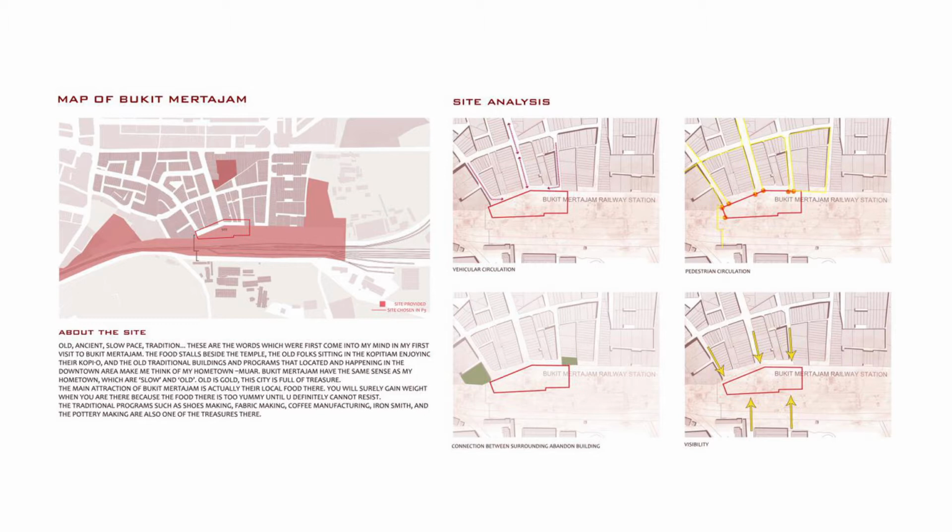From the analysis, I found that there are 3 main points that allow vehicles and pedestrians to come across. And there are also some connections between the site and the surrounding abandoned buildings. The visibility of the site is not really good, but from these 5 angles, it can have better visibility.